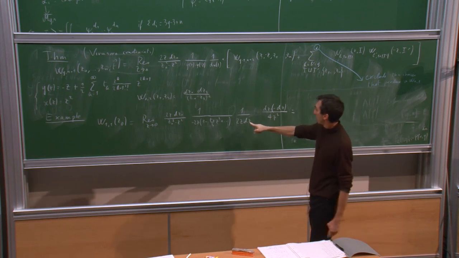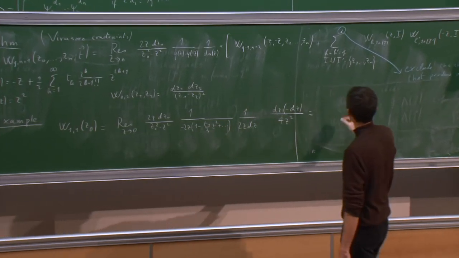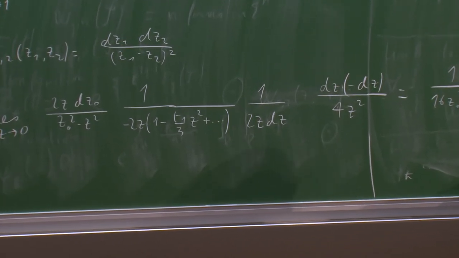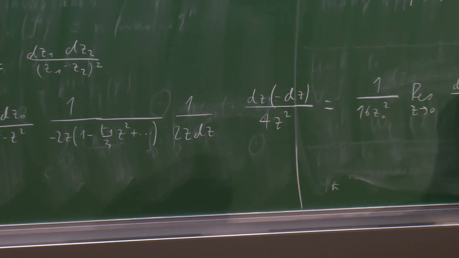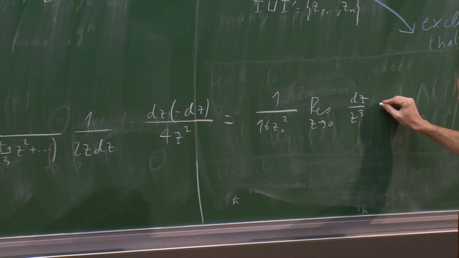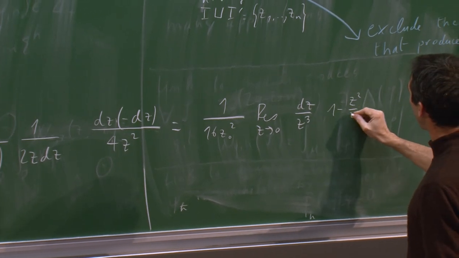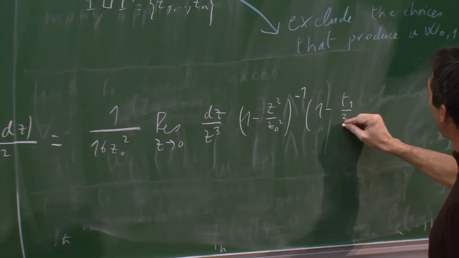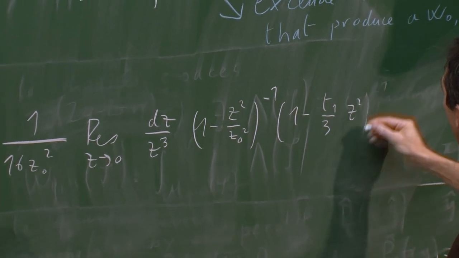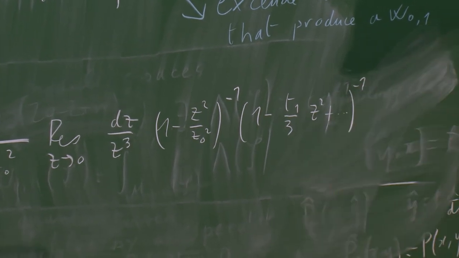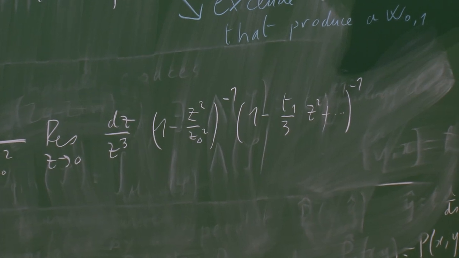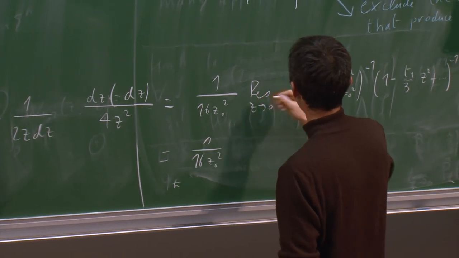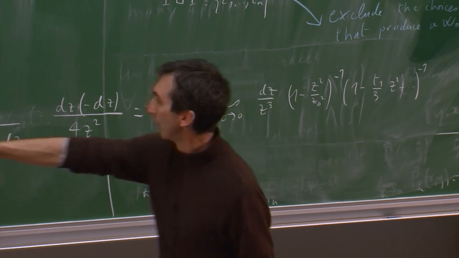You put all the powers of 2 in front, you also put the 1 over z0 squared in front, that's 1 over 16 z0 squared times the residue when z goes to 0 of dz over z cubed, so it will be (1 minus z squared over z0 squared) to the minus 1, and (1 minus t1 over 3 z squared) to the minus 1, and (1 plus all the other times) to the minus 1. But that residue is very easy to compute, and it is 1 over 16 z0 squared. I forgot there was a dz0 also in front, as a factor.